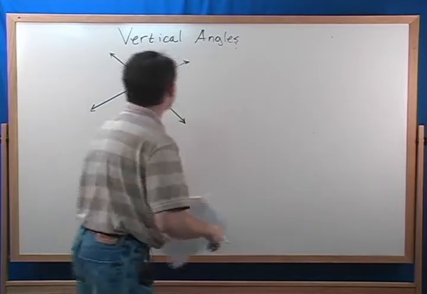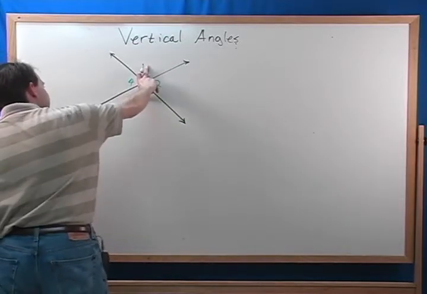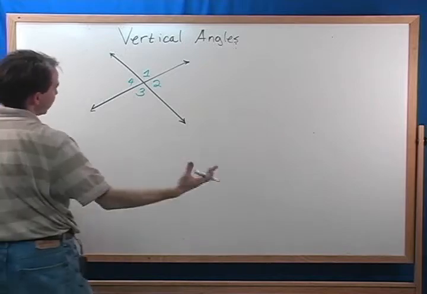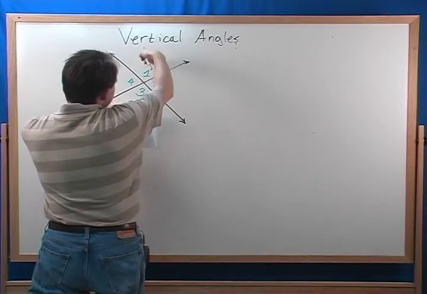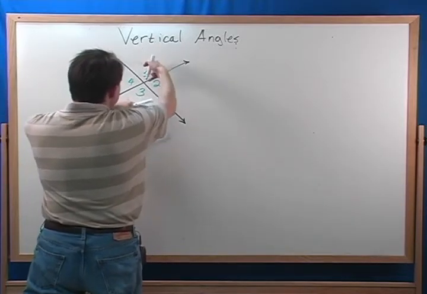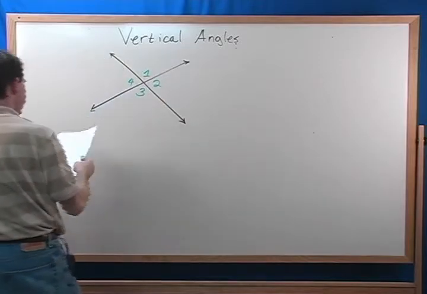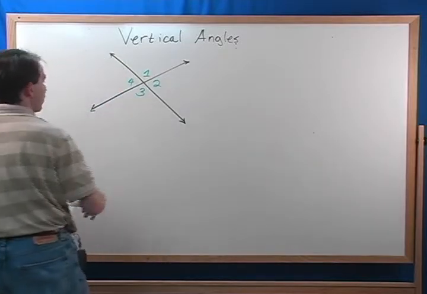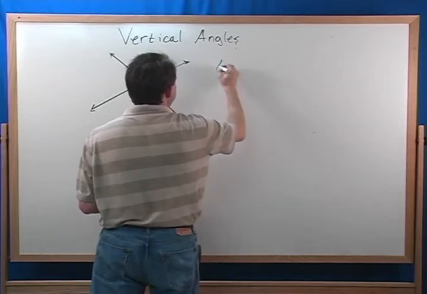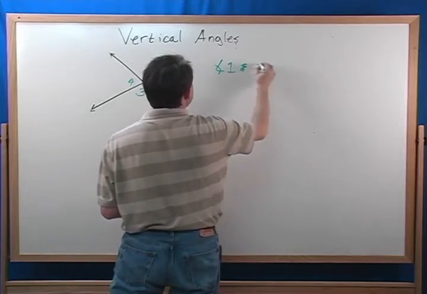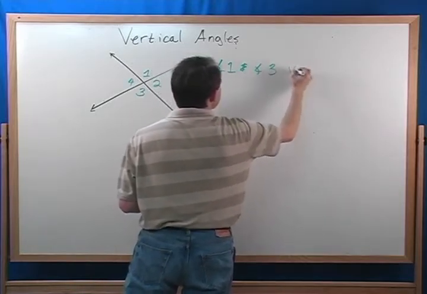Okay? The angles that are opposite each other are called vertical angles. I guess they call it that because they're kind of opposite each other. So you can sort of think of them as opposite angles, vertical angles. So 1 and 3 are vertical, and 2 and 4 are vertical. So I'm going to write that down. Angle 1 and angle 3 are vertical.